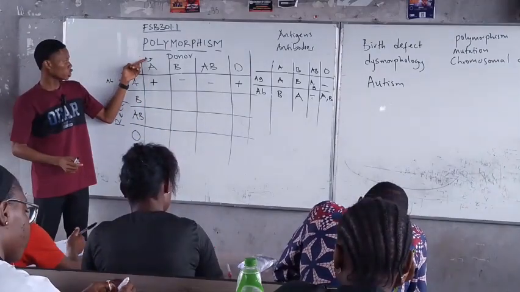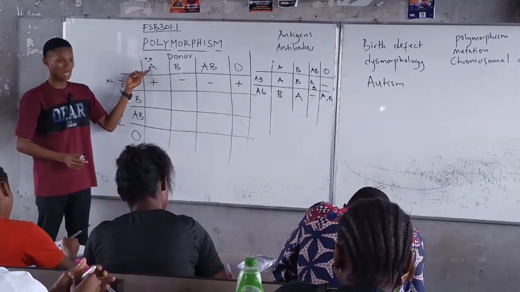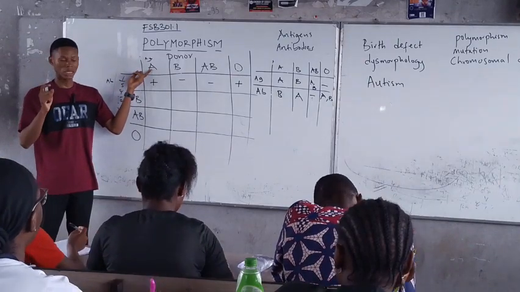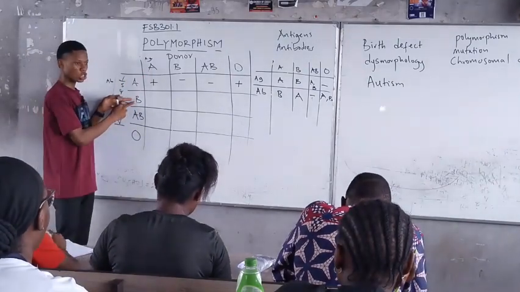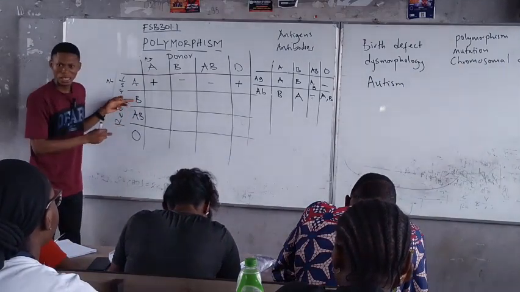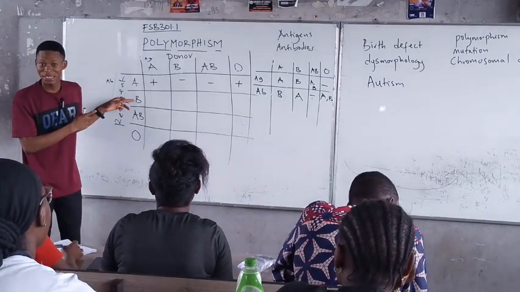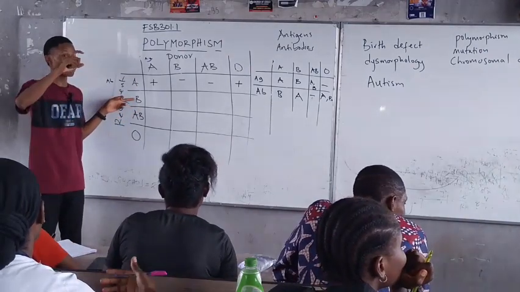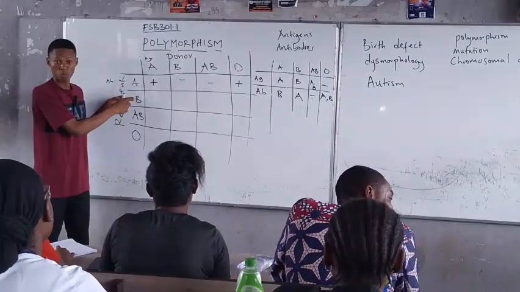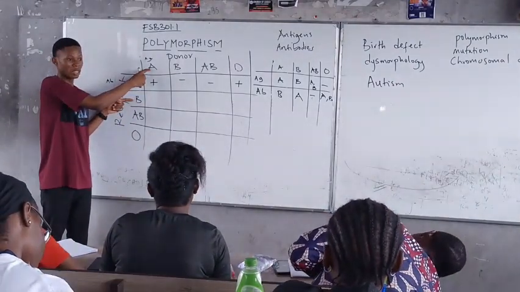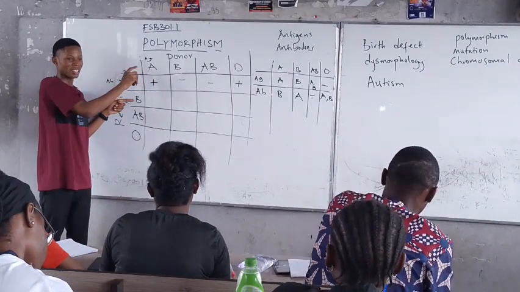Now, antigen, this blood group A has antigen what? A, right? Good. What antigen do we have here? Antigen B, right? Remember, the antigen is the blood group. So this is antigen B, right? What antigen do we have here? A, right? Don't give up, please.